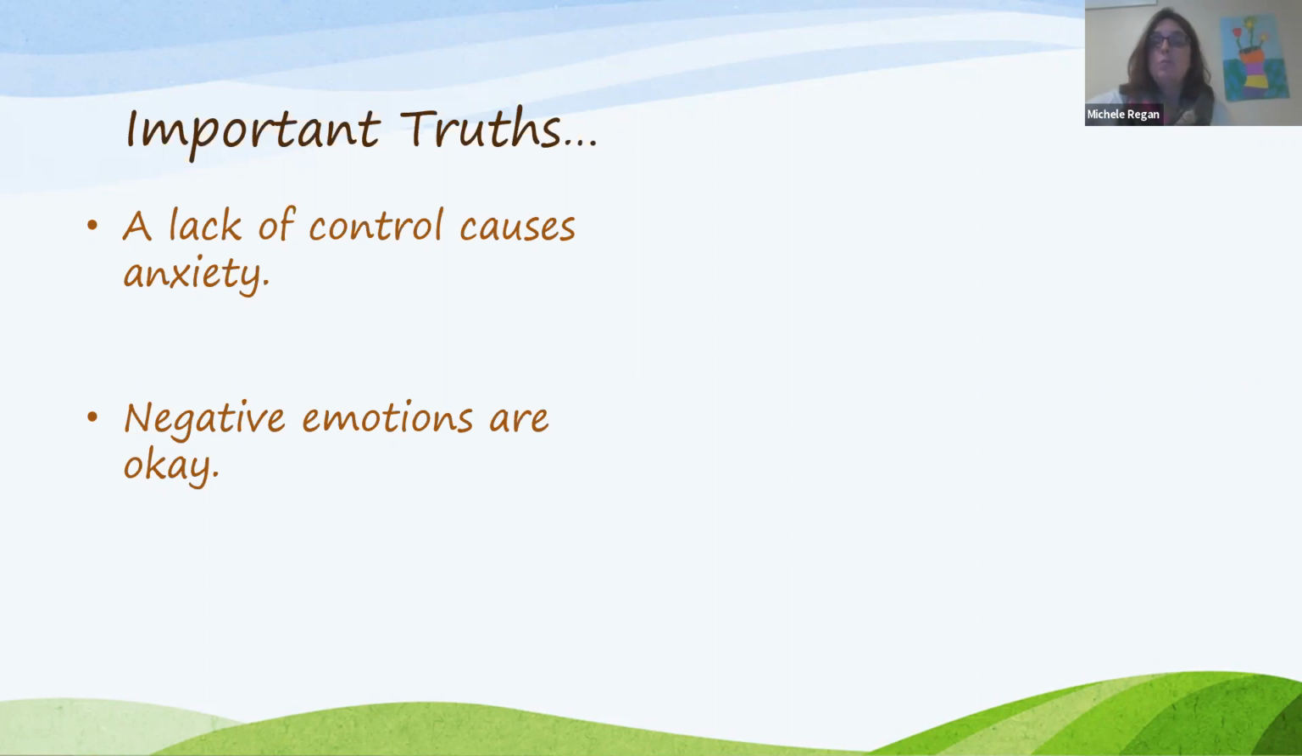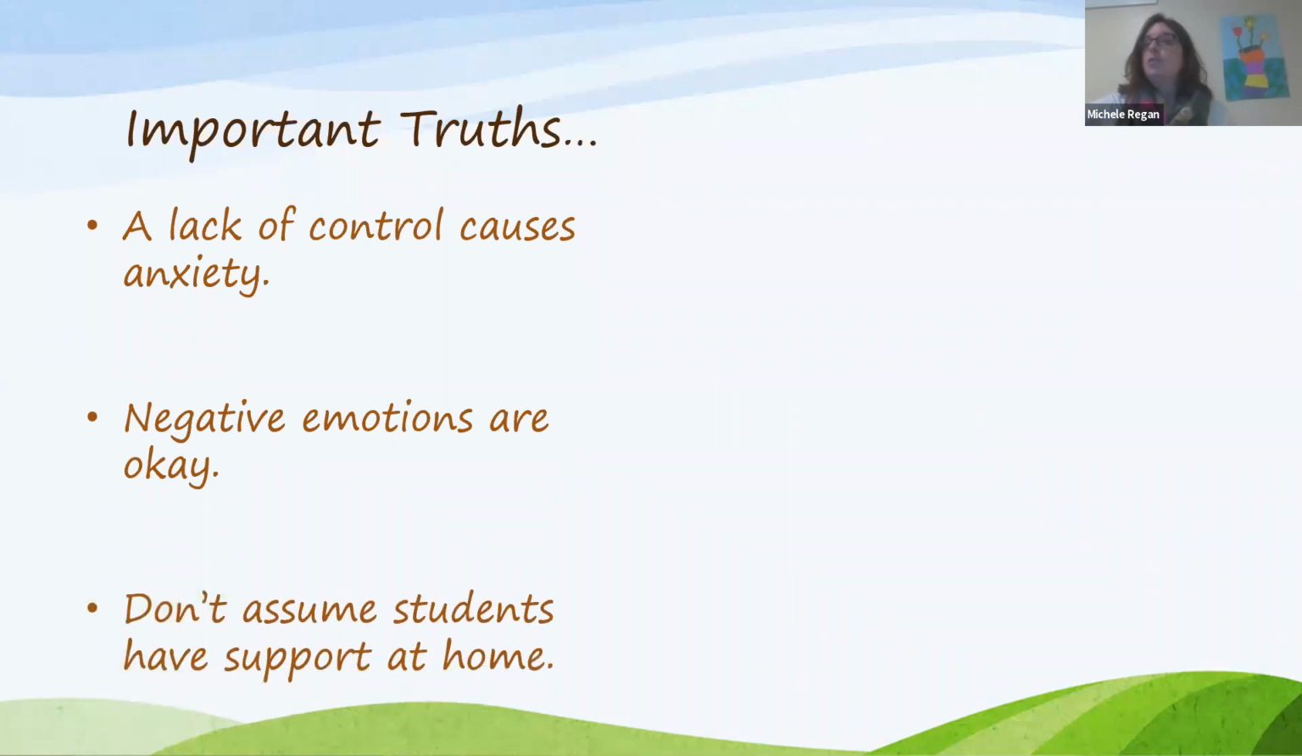Okay, and we already talked about the mood meter, and that's also one way to address it. Okay, don't assume students have support at home. I think as teachers, we know that there are different groups of students, some who do have support, some who don't, for various reasons.